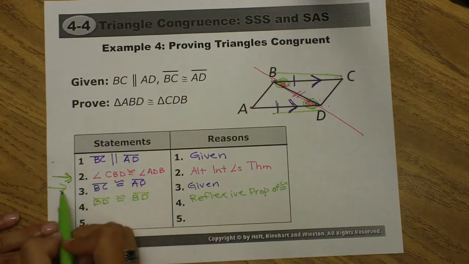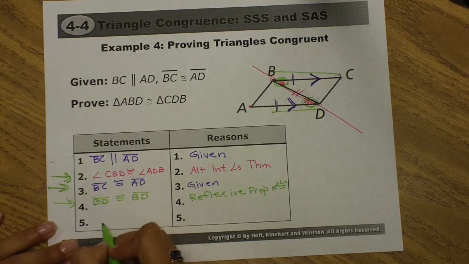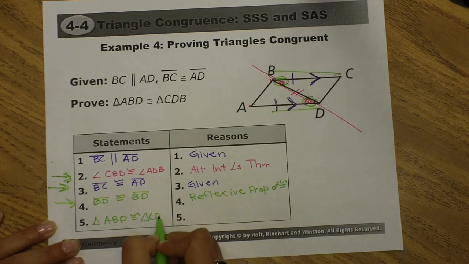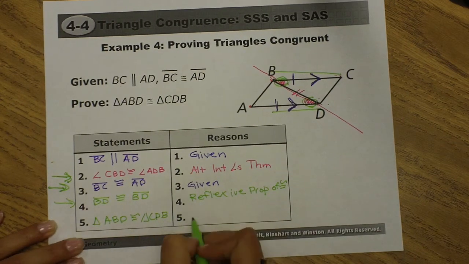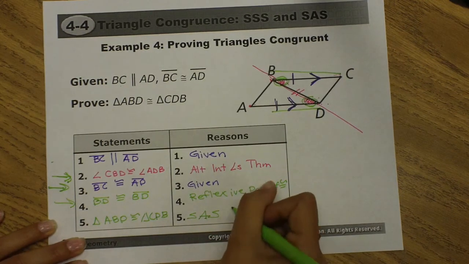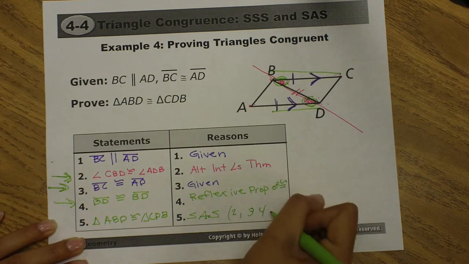Alright, so we said we had an angle, which is included. We have both sides also congruent, so I can say that triangle ABD is congruent to triangle CDB because of the side angle side, and I use steps 2, 3, and 4 to do that.